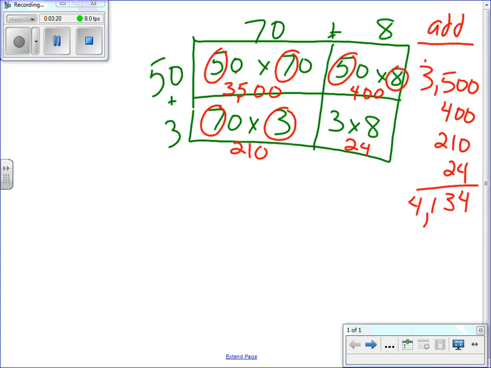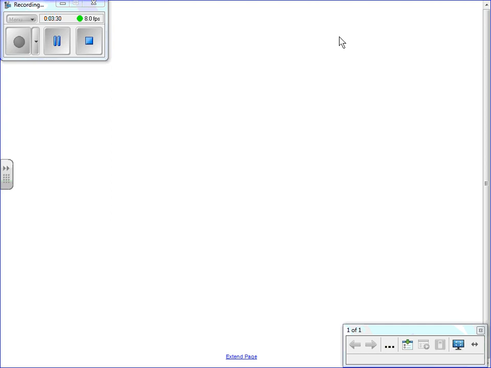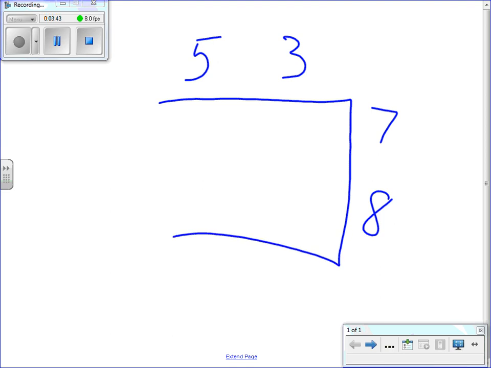We are going to try it one more way. 53 times 78. This time, we're going to use 53 times 78. This is the lattice method and commonly used in Europe. What we need to do is create a box where each number has a column. So this will be the 3 column right here.